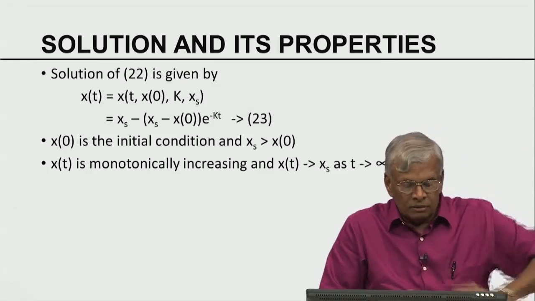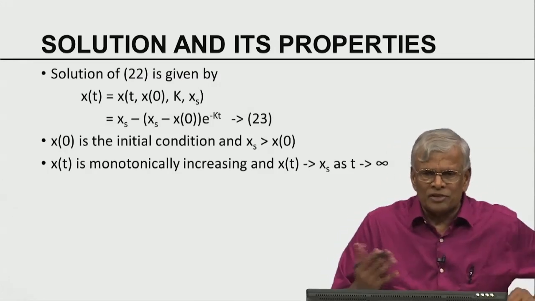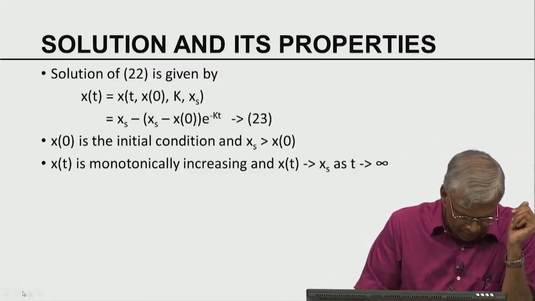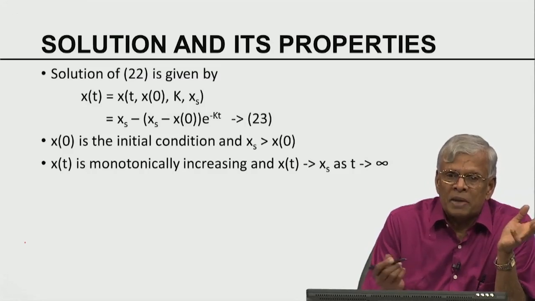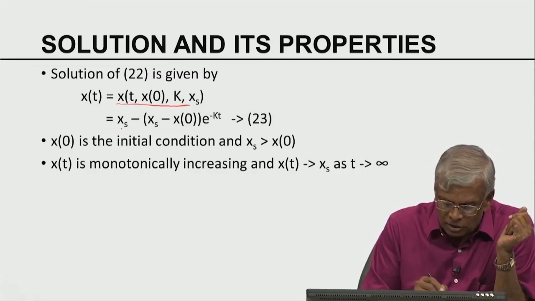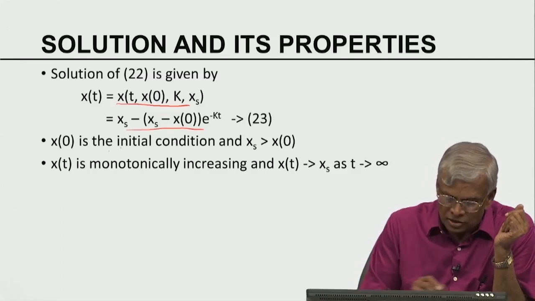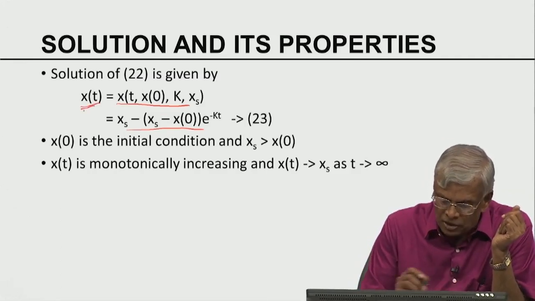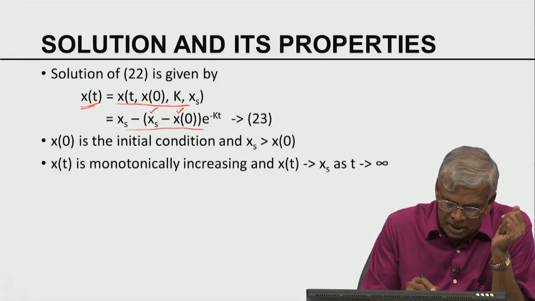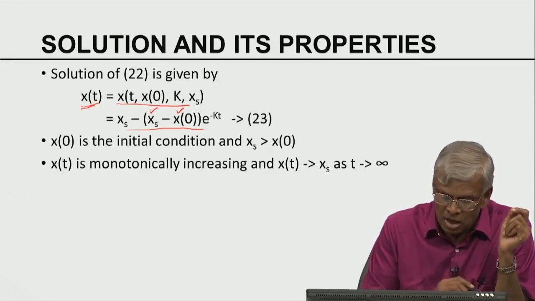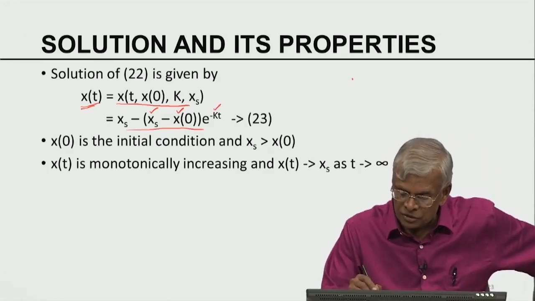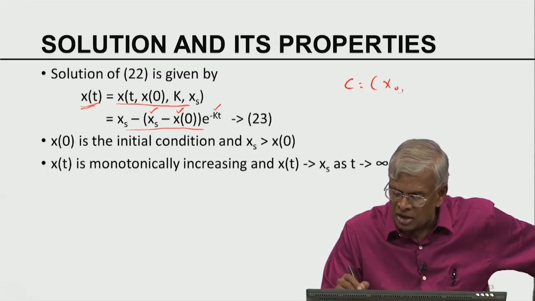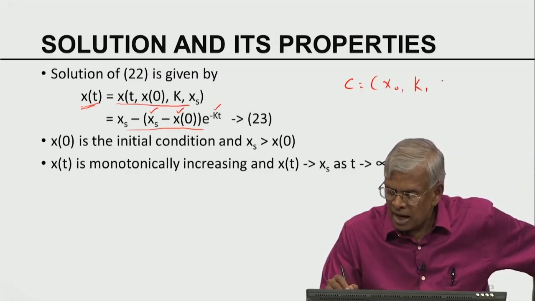The solution of this model can be given explicitly because it is simply a first order differential equation we can readily solve from standard experience in calculus. So this is the solution, this is the form of the solution. X naught is the initial condition. You can see the solution depends on X naught, the solution depends on X_s, which is called the boundary condition, and the solution also depends on the parameter K. So the control C here consists of X naught, K and X_s.